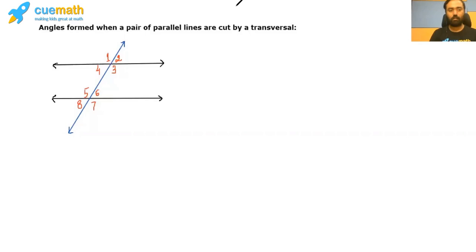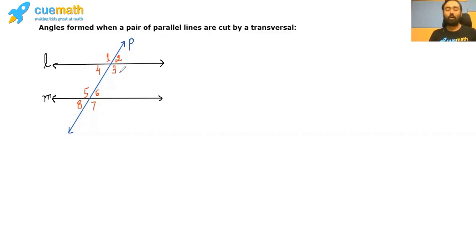Now let us see what happens with the angles formed when a transversal intersects a pair of parallel lines. So here we see that we have been given a set of parallel lines. Let me name the two parallel lines to be L and M. And then we also see that there is a line which intersects the two parallel lines at two distinct positions. Let me call this line P, and it's a transversal.